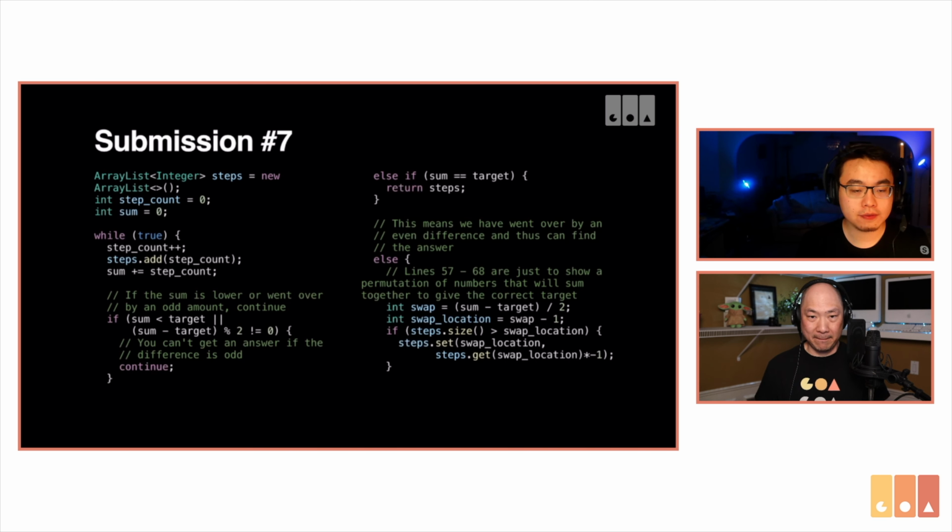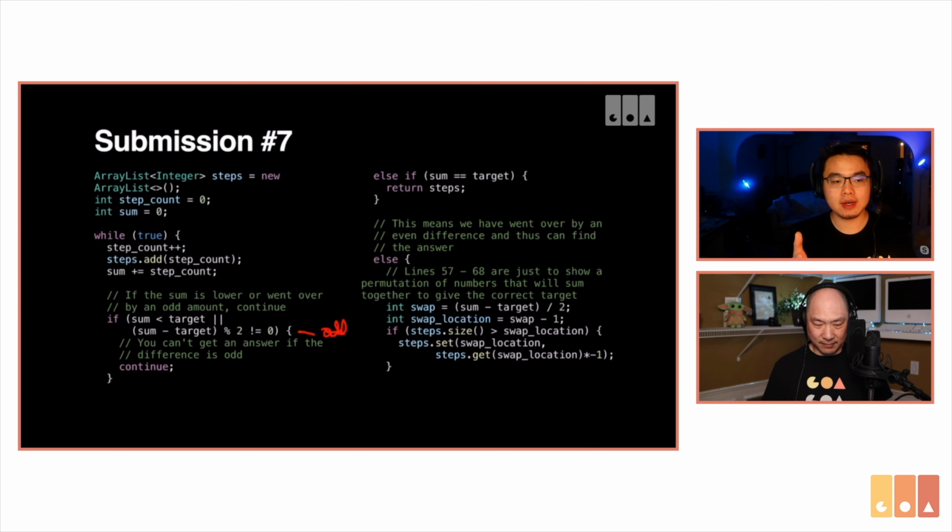Here in the first if, we check if the sum is less than the target, or if the sum minus the target, modulo 2, is not equal to 0. So he's just checking if it's odd. And he knows that because if the difference is odd, then you can't get an answer. So he continues, and then if you hit the target, then great, we return.